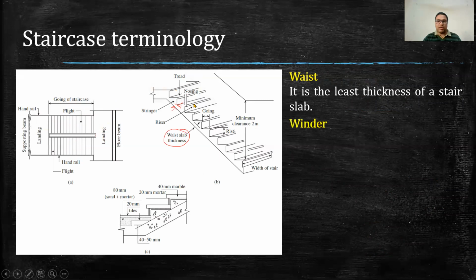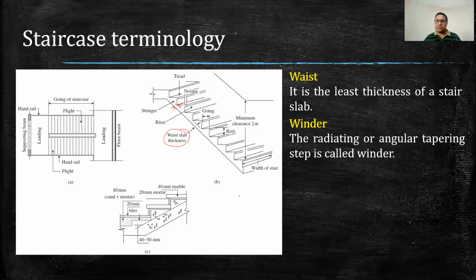And then talking about the winder, which is not in this figure, winders are basically tapered steps. Generally, in some exceptional cases, we provide tapered steps when there is a space constraint. In that case, winders are provided. I will show you that in the next to next slide. But as far as possible, we should avoid providing winders.